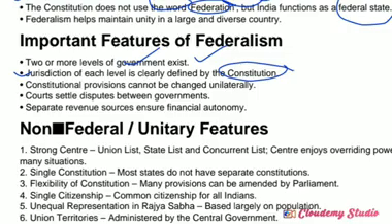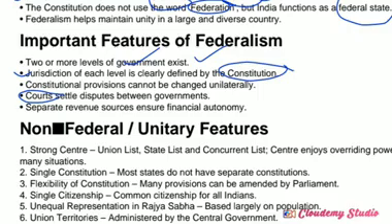So next one, constitutional provisions cannot be changed unilaterally. That means it cannot be changed the way it would be in a unitary system. Next one, courts settle disputes between the governments. If any dispute arises between the central government and the state government, the high courts or the Supreme Court will settle the dispute between the government authorities.